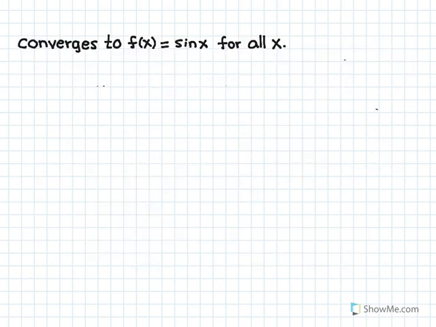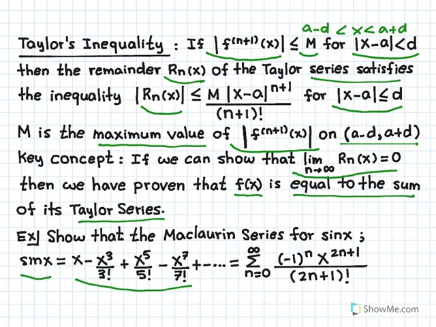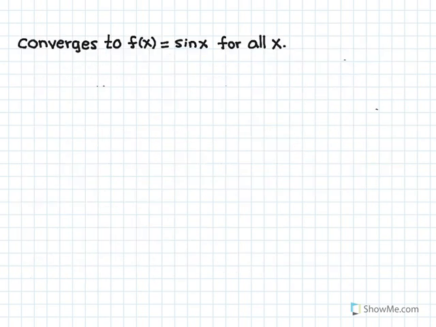So we would like to prove that the Taylor series of sine x, which is x minus x cubed divided by 3 factorial plus x to the 5 divided by 5 factorial minus x to the 7 divided by 7 factorial, converges to the function f of x equals sine x for all x. But to do that, we have to prove that the limit of the remainder term, the error part, approaches 0 as n approaches infinity. So let's start by taking some derivatives.